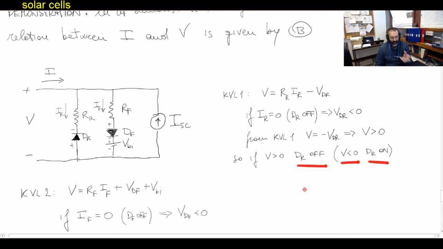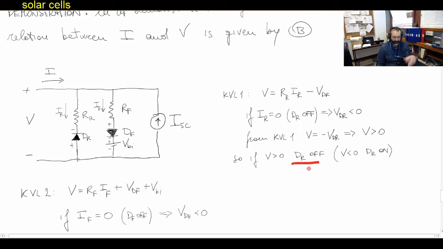Remember, we've said it many times, when we have to deal with these equivalent circuits where there are these ideal switches, and there are more than one, like in this case, there is DR and DF, we always need to try and find a way to relate the external voltage V to whether the specific diode is on or off.